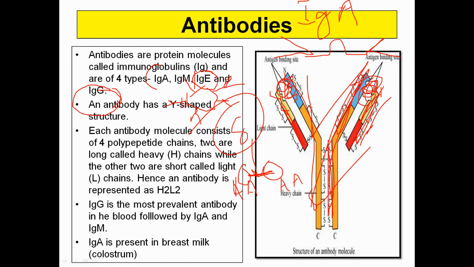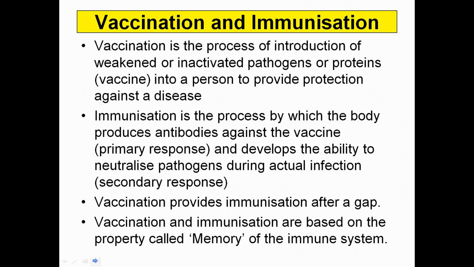Now moving to the next part, vaccination and immunization. Vaccination is that kind of process when we provide an inactive or dead form or weakened form of any sort of pathogen or protein against a particular kind of disease. Immunization is a process by which the body is going to develop antibodies against the vaccine, that is the primary response, and it is going to protect the body for the further encounter or the secondary response.